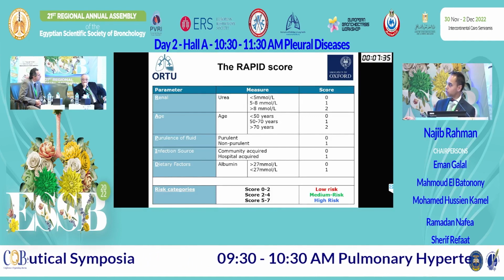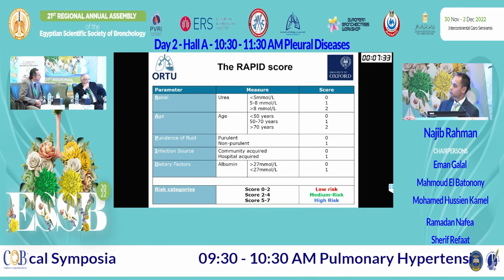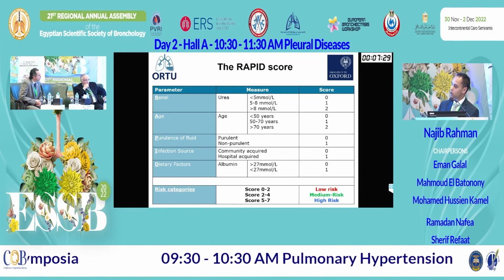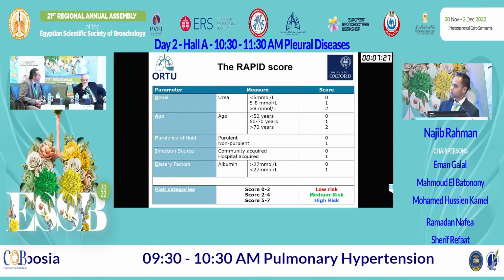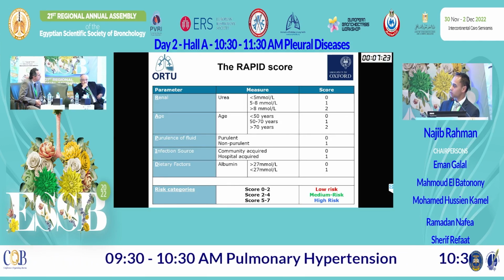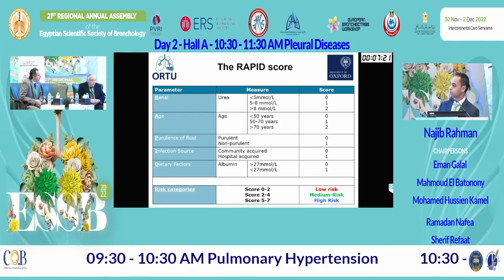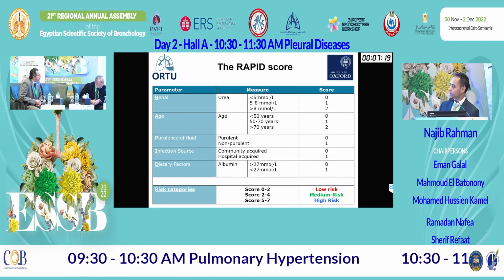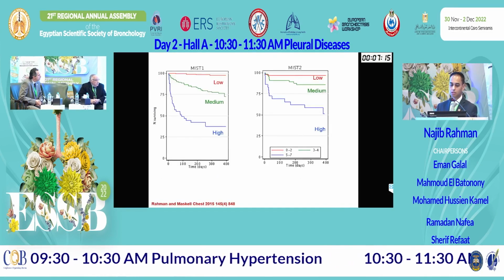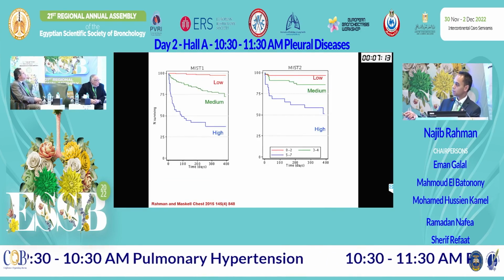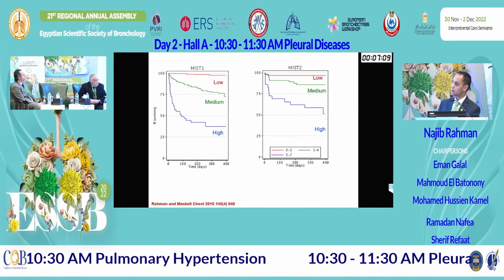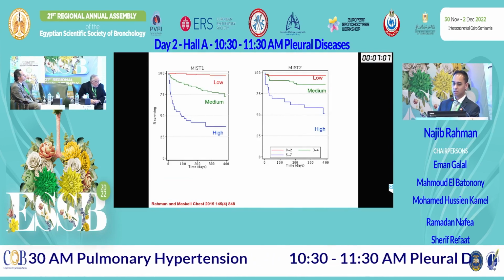So we called it the RAPID score. And what that shows you is that a higher urea, a higher age, non-purulence of fluid, hospital-acquired disease, or a lower albumin at baseline, each of them was associated with a higher risk, with a total risk score of 7, and then we get risk categories of low, medium, and high risk. And does it work? Well, in the discovery set, it worked. So a low risk of 2% mortality, a high risk of 60% mortality.